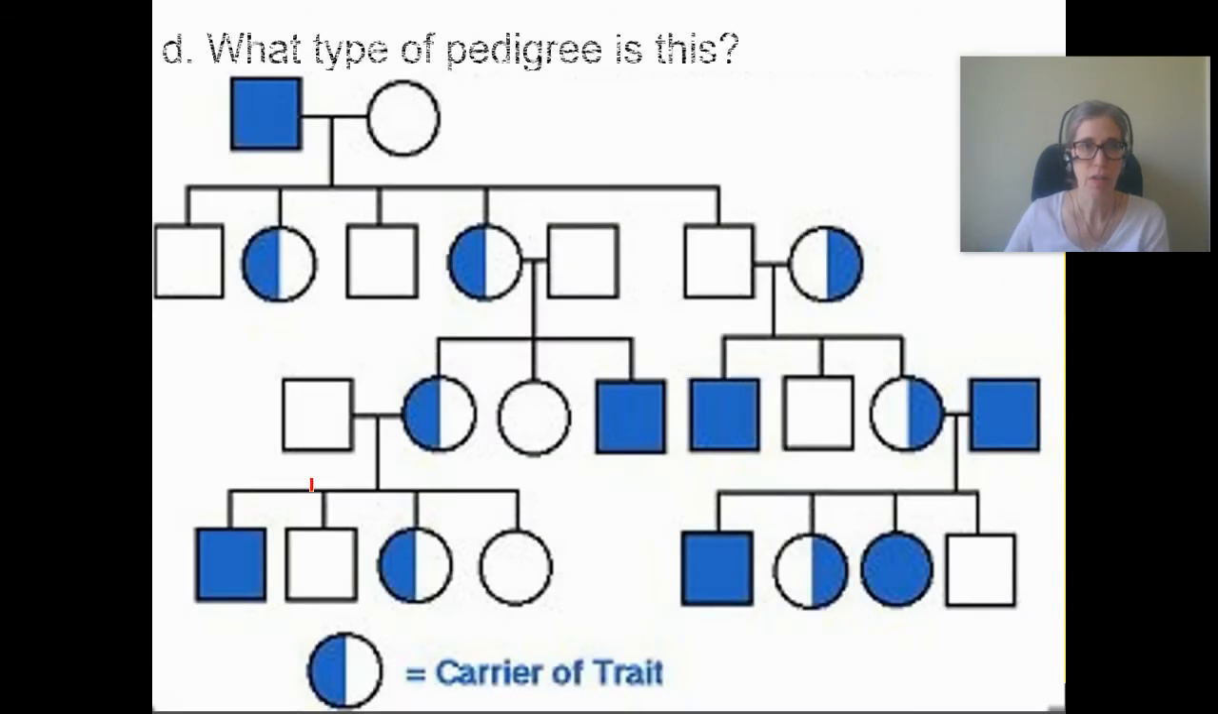Okay, here's another one. Now, the thing with this one is they were very, very kind because they told you that a half colored in one means a carrier for the trait. So a carrier is someone who's heterozygous but doesn't actually have the disease or the disorder or the trait, but does carry it, which means it's got to be recessive. So you know right off the bat this is a recessive trait.